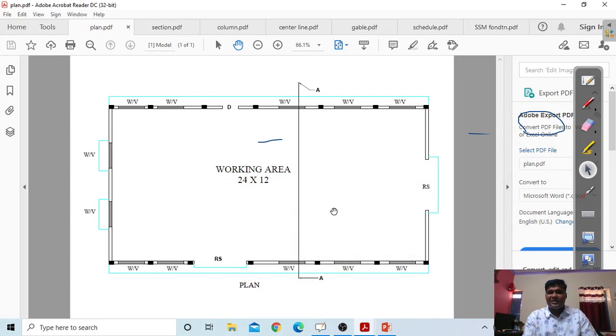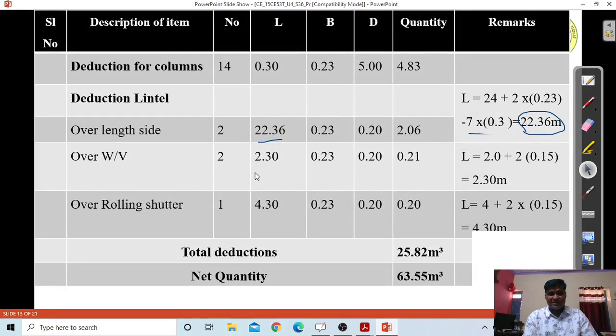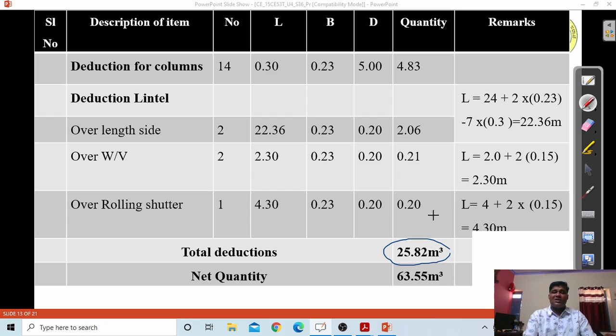Above this also there will be lintel provided with a bearing, that is 2.3 into 0.23 into 0.2, and above there are two rolling shutters, 4.3 into, here I have assumed the bearing of 15 centimeter. So after calculation of this, the total deductions come around 25.82 cubic meter. So total quantity minus the deductions will give me the actual quantity of brick masonry, that is 63.55 cubic meters.